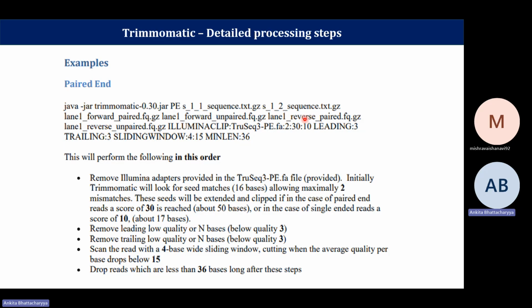So this small text that you can see here gives all of this information. So what will it do? The Illumina clip command will look for TruSeq3 .fasta file based adapters, and it will get rid of any of the adapters which are present in this particular file. Where will you get this file? This is all available online.